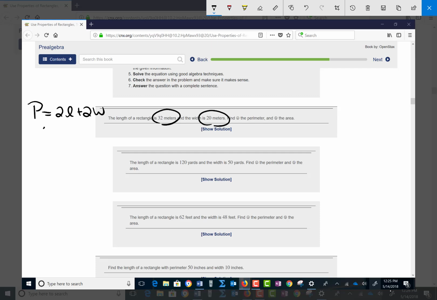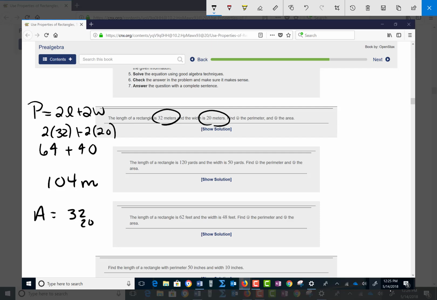So you're going to say 2 times 32 plus 2 times 20, and you're going to get 64 plus 40. So you're going to get 104. It's meters, it's perimeter, so you just say 104 meters. When you do area, you say length times width, so you do 32 times 20, and you get 640 square meters. So again, you're just plugging these numbers into the formula that you have.